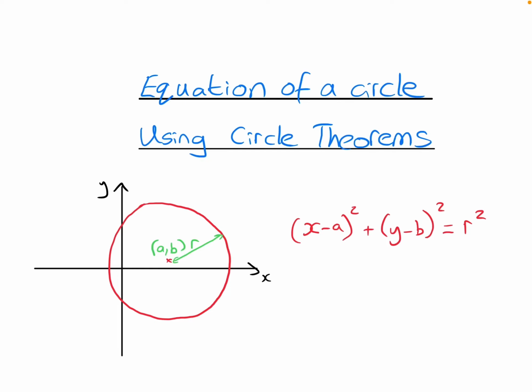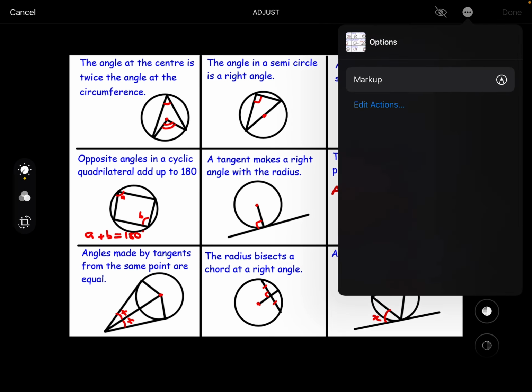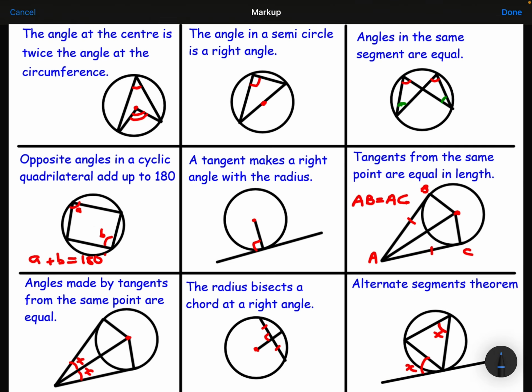This video is about the equation of a circle, which you can see there, but using circle theorems. So there were 9 circle theorems that you learned in GCSE. This is a very quick recap of those 9 circle theorems.